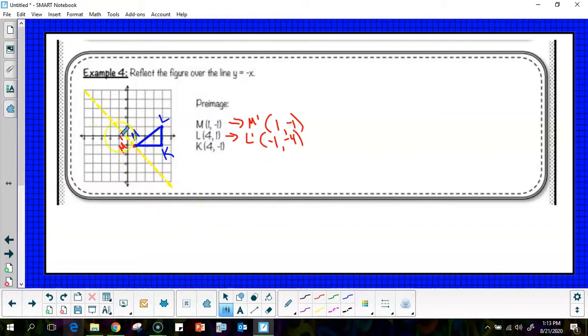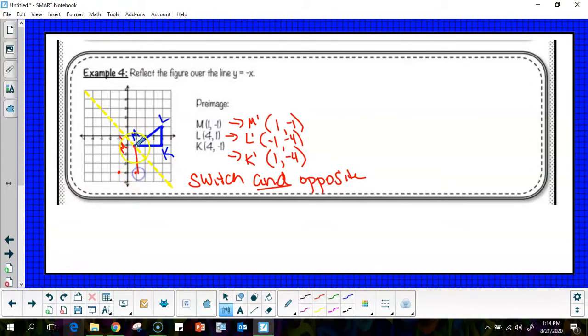So let's see, where is that? -1, -4 is down here. That's my L prime. And then my K prime, need a little bit of room down here, is going to be 1, -4. So what happened is these numbers, they switch and they change to the opposite. Let's go ahead and do the K. Let's see, that's going to be 1, -4, which is here, I believe.